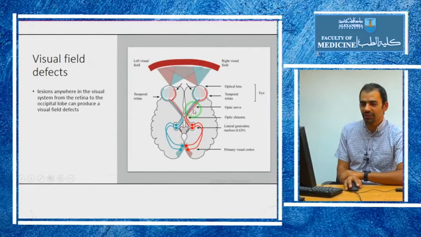So as you see here, the post-chiasmatic part of the visual pathway is responsible for seeing the contralateral visual field. For example, the right optic tract, the right optic radiation, or the right occipital cortex is responsible for seeing the left part of the visual field, and vice versa.